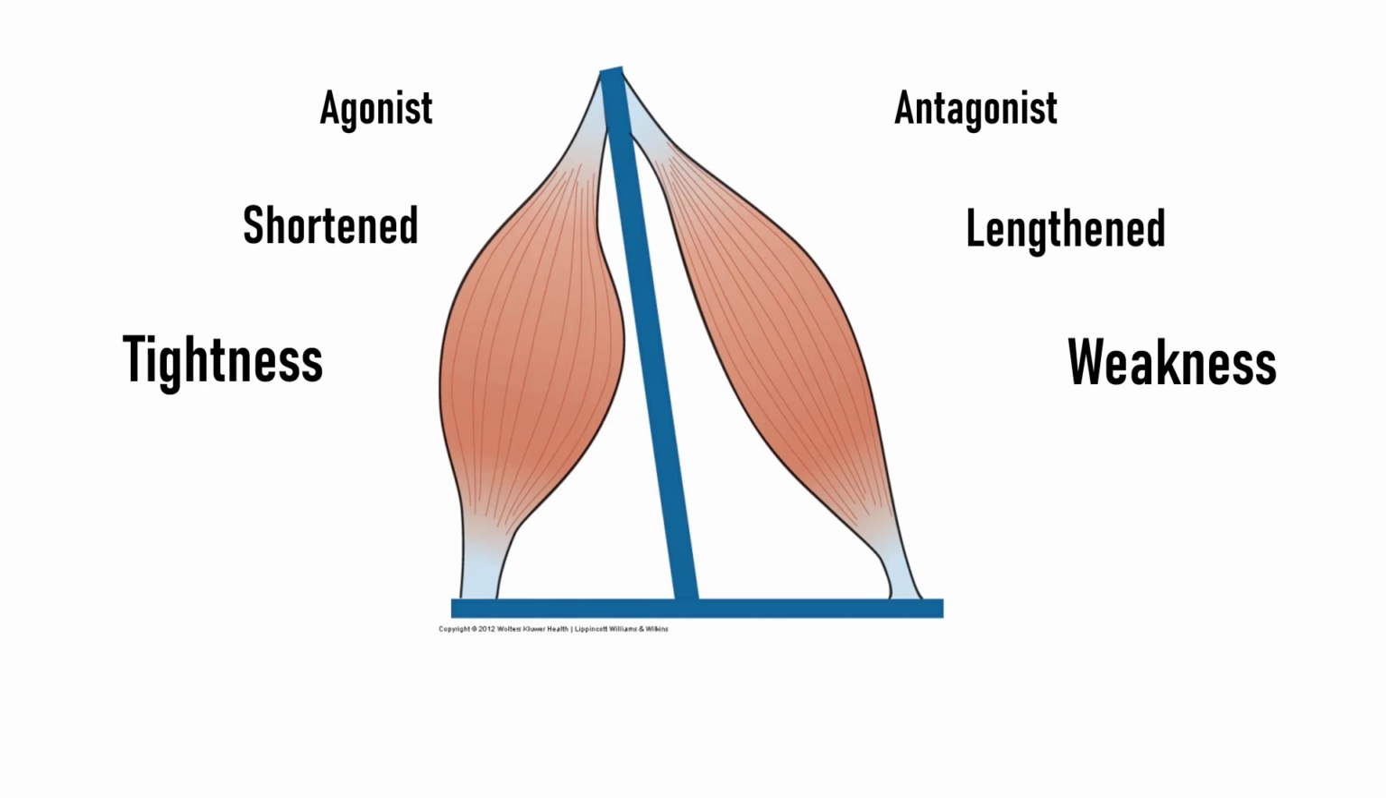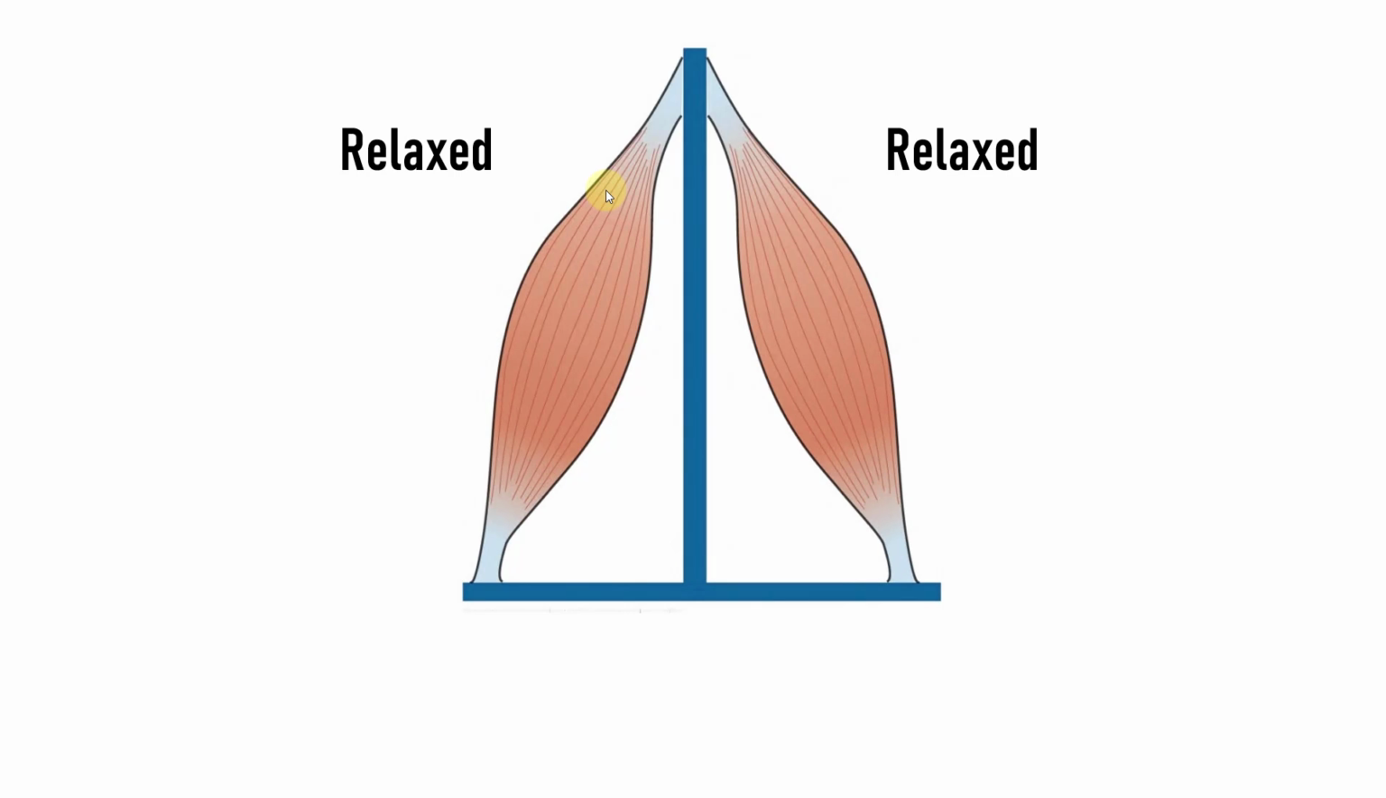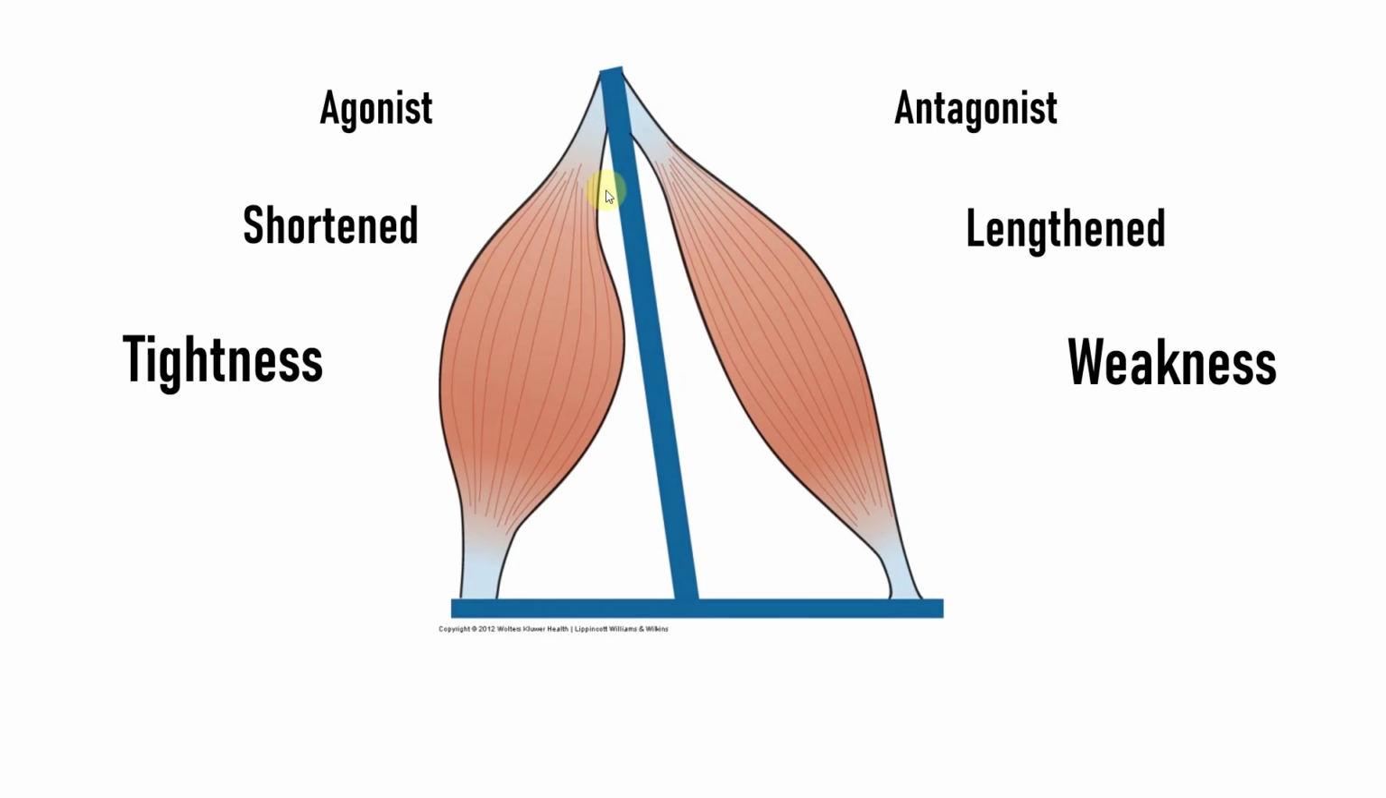And the takeaway from this is that you can't have one without the other, right? You can't have an agonist and not have an antagonist, and vice versa. Because in that situation, you would be just fully relaxed. And in this case, there's no agonist or antagonist. So the fact that we have an agonist means we have an antagonist, and these roles will switch back and forth. When you're too tight on one side, you are also weak on the opposite side, and vice versa.